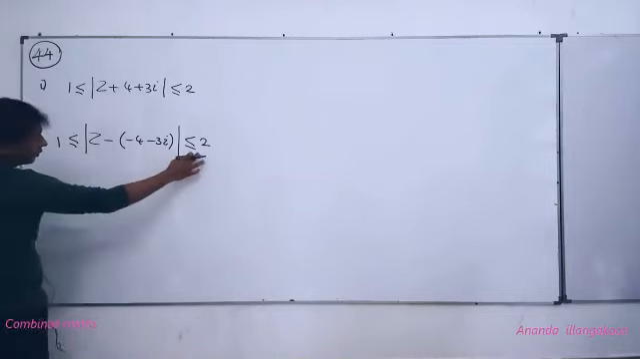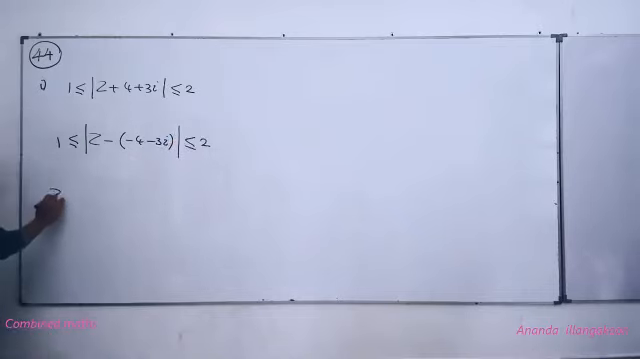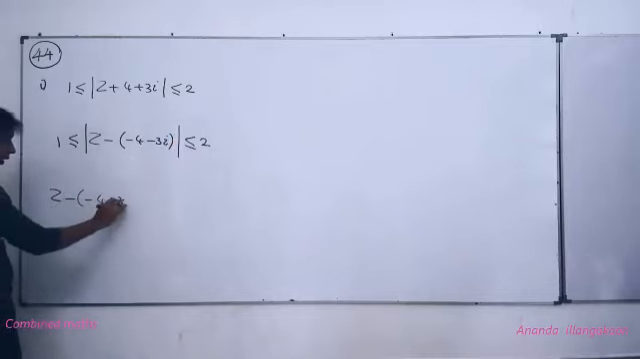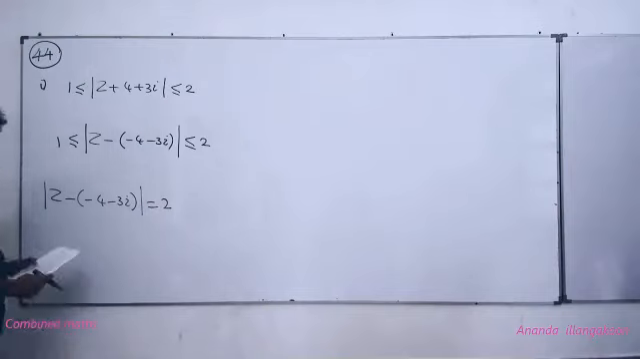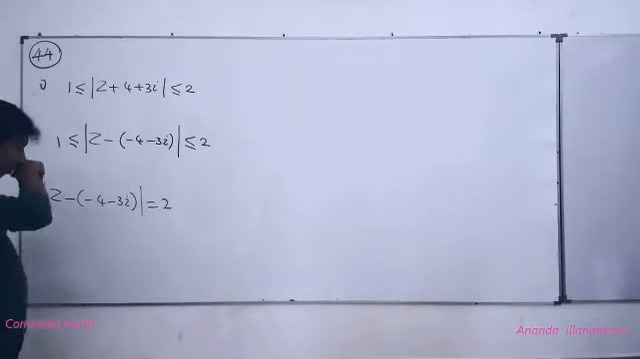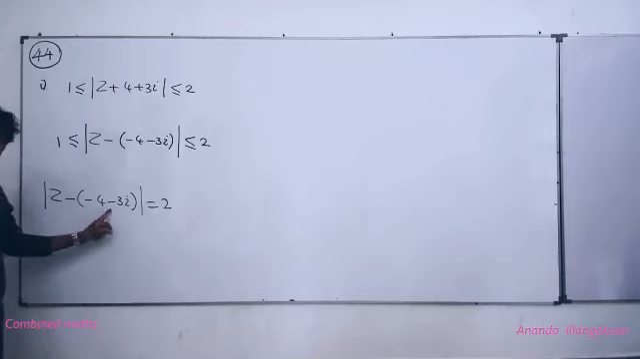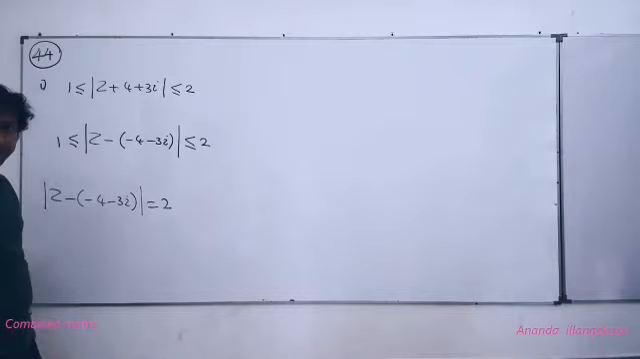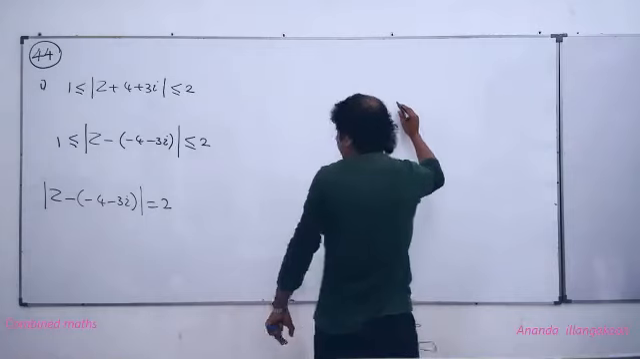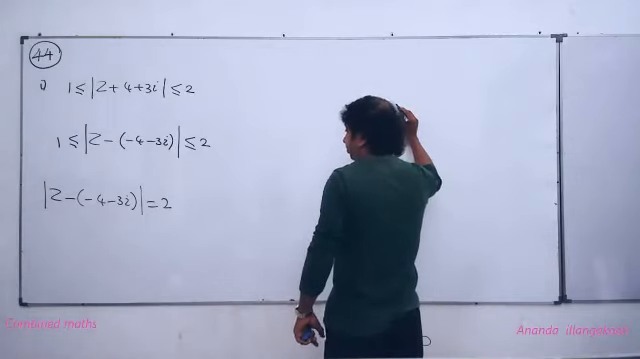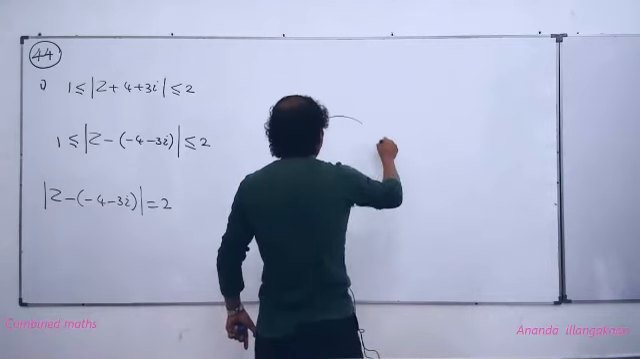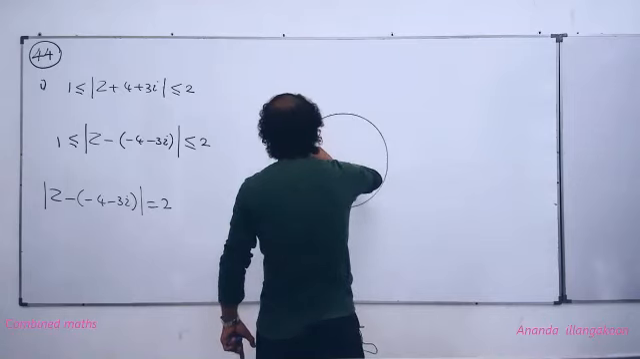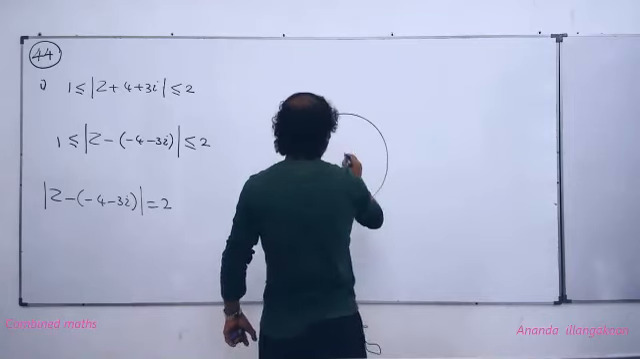Well, I am going to take this first without the less than sign. I take first modulus of z minus of minus 4 minus 3i equals 2. Well, what is this? Center is at minus 4, minus 3. Radius is 2. It's a circle. We'll draw that first. Minus 4, minus 3. Third quadrant. This circle.